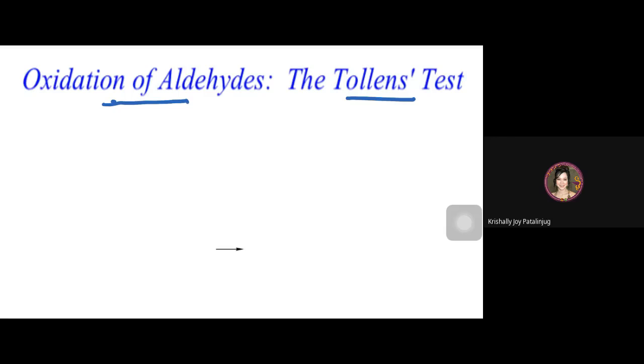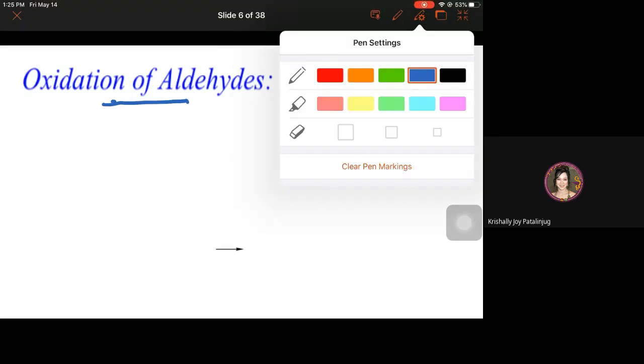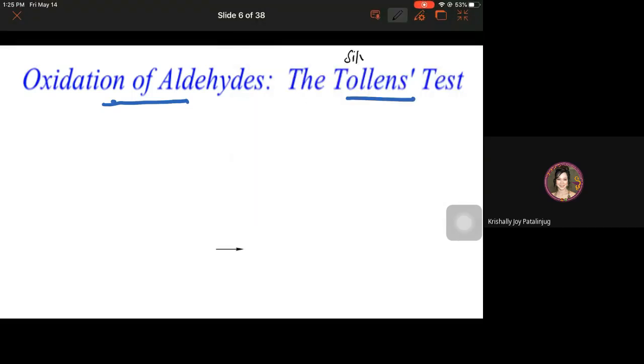So this is a special type of oxidation reaction of aldehydes. This is known as the Tollens test. Another name for the Tollens test is the silver mirror test. Why silver mirror test? Because the visible result when the aldehyde is oxidized using Tollens reagent is the formation of a silver mirror. You can search it on the internet later. You will see a silver mirror in a test tube, and you will see what it means. That is the visible result.